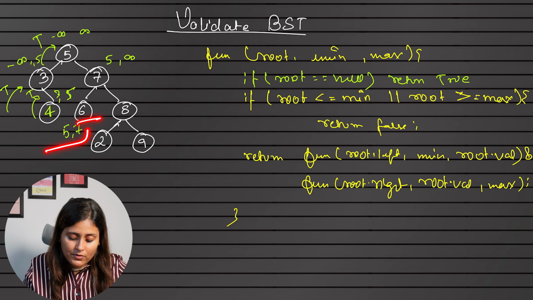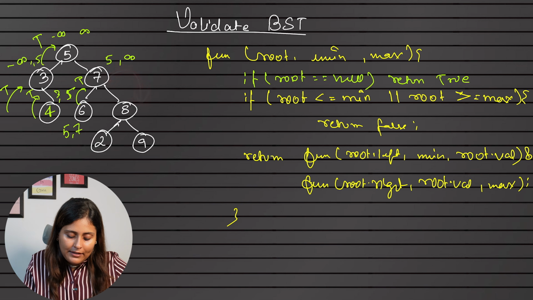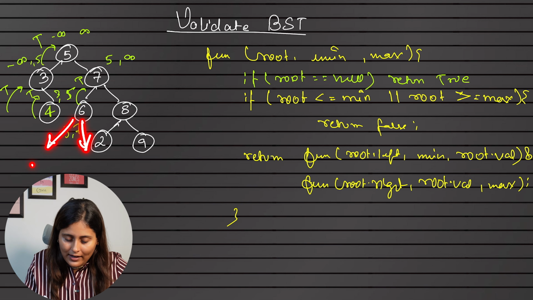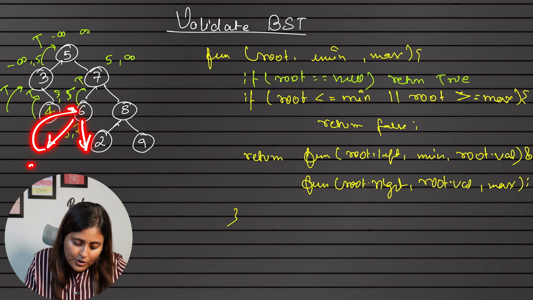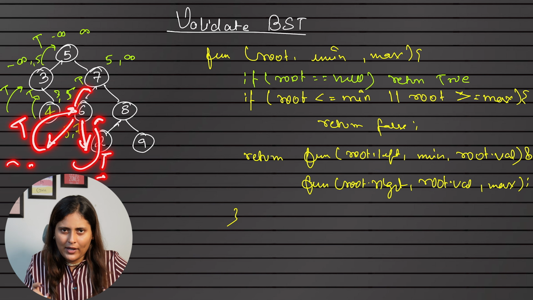And as 6 lies between 5 and 7, so it is correct. So hence this will also return true. Now we'll go towards the right side. Basically, we have to go towards this side, also null. And when it is null, this will also return true, this will also return true, and both together with the AND operator will return true. I hope you get it.